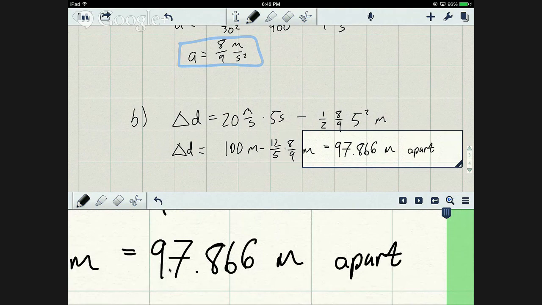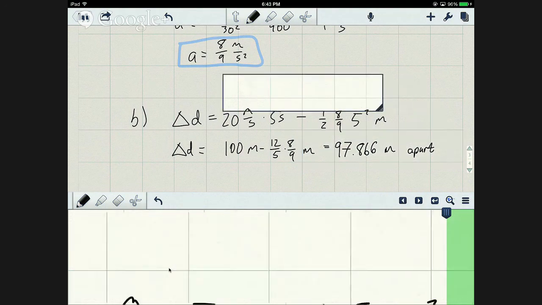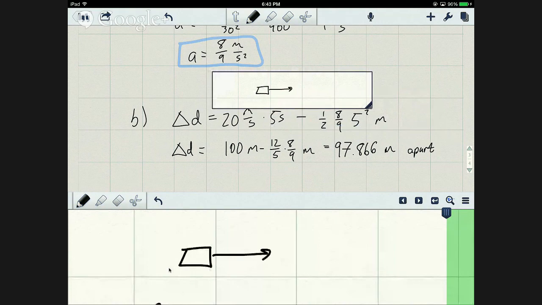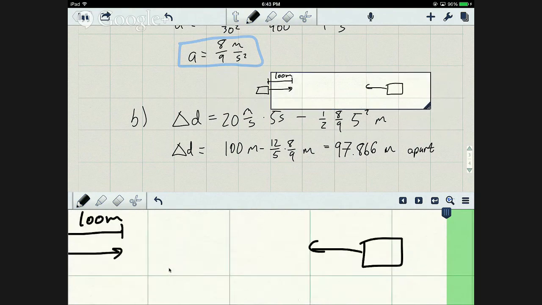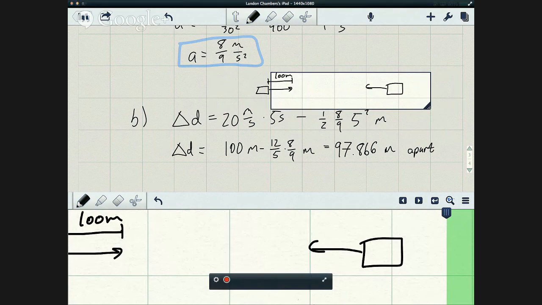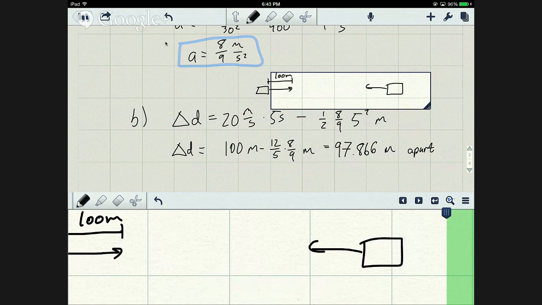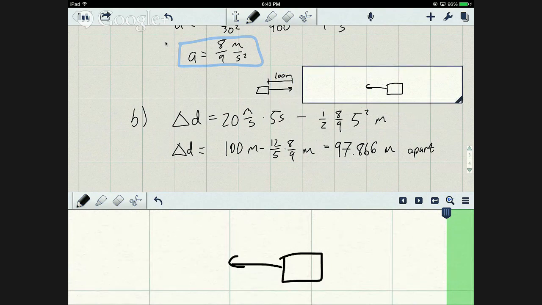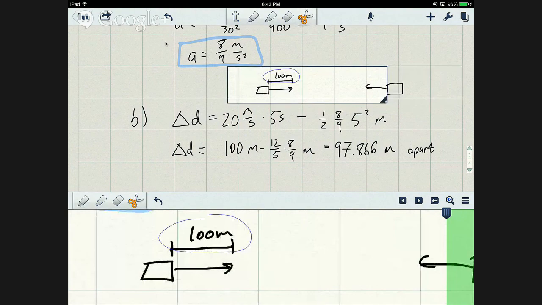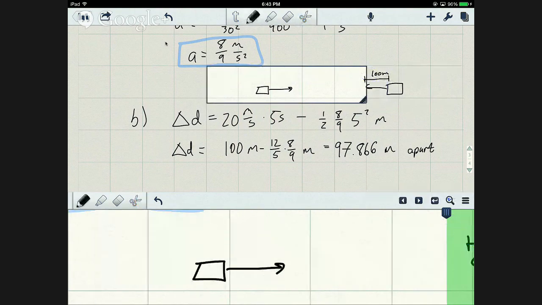Is that right? So check. Car 1 has moved 100 meters. Car 2 has moved 12/5 times 8/9 meters. Let me look. 12/5 times 8/9 is 2.133. Jeez, that's slow. Is that for real? I think I switched it. This guy's moved 100, and this guy's moved 12.833. This is the slow mover here, in meters.